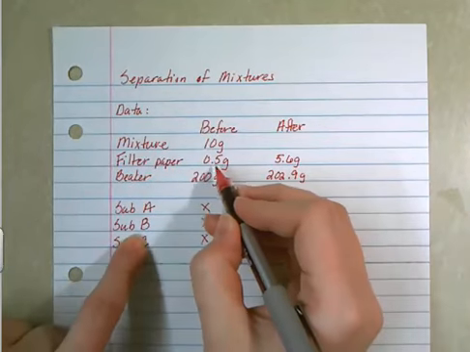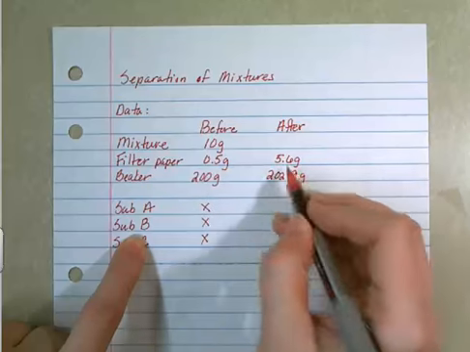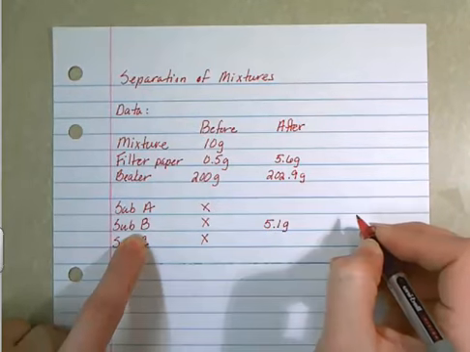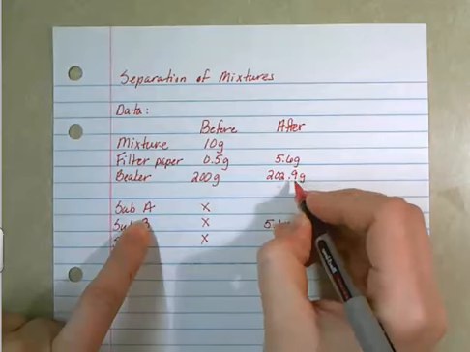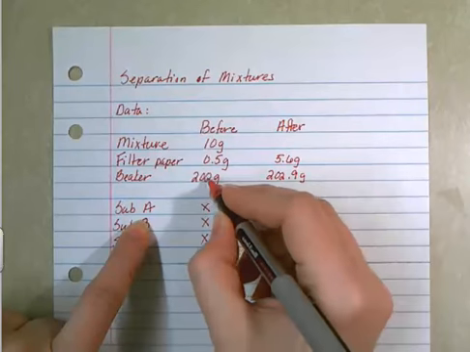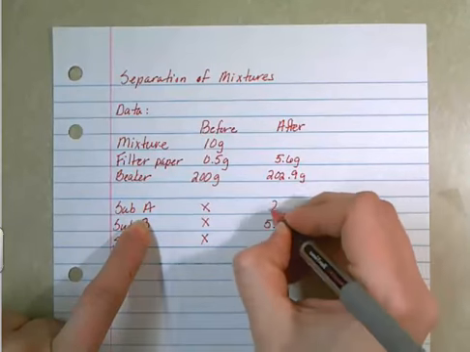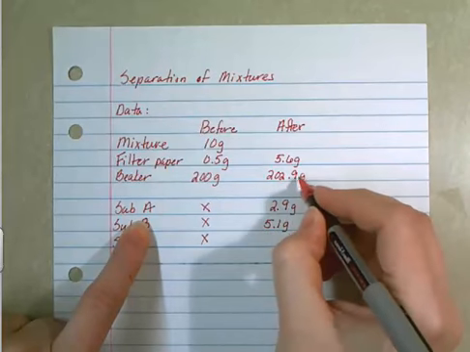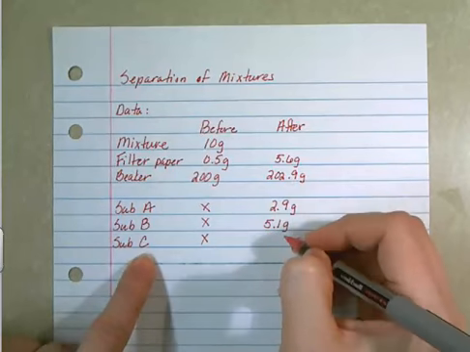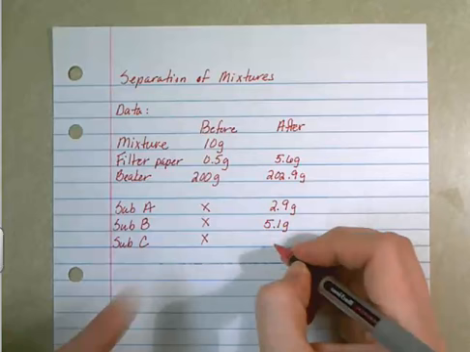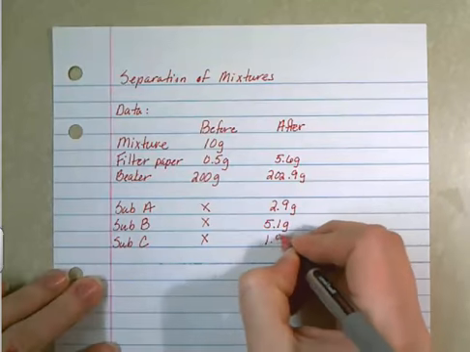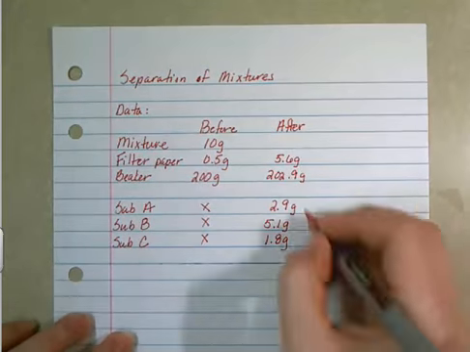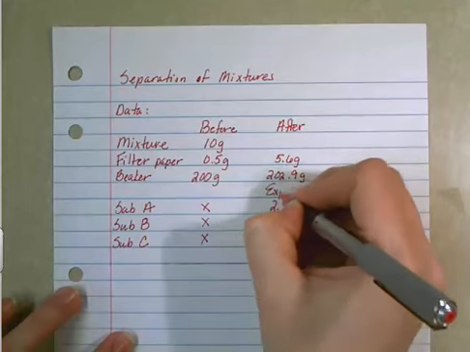Substance B is sitting in the filter paper, so that means you recovered about 5.1 grams of substance B. And substance A is sitting in the beaker, so subtract 200, and that means you have about 2.9 grams of substance A. You probably have substance C sitting in a baggie, and let's just say that we got 1.8 grams of that substance back.